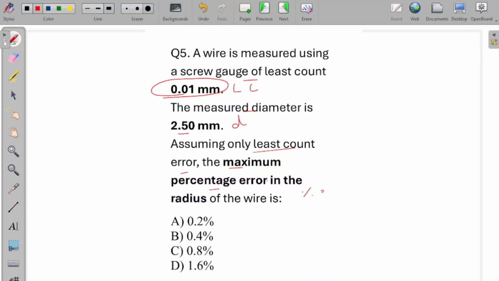So percentage error in the radius is found by, we know the formula, let's write down the formula, delta R upon R into 100. Do we have delta R and R? No, but we have the rest of the information which we will use to find delta R and R. So delta R is the error in measurement of radius, right? Absolute error in radius. We don't have delta R, but we have delta D, the absolute error in the diameter. Delta D is same as the least count.